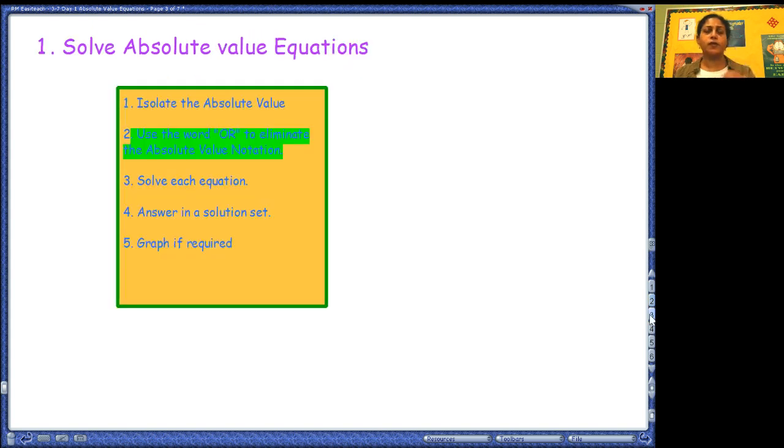These are the rules. You want to isolate the absolute value first, and then because we always solve equations using inverse operations, we want to use the word "or" in this case to eliminate the absolute value notation. You will end up with two equations and you're going to solve each one of them and answer in a solution set and graph if the question asks you to.